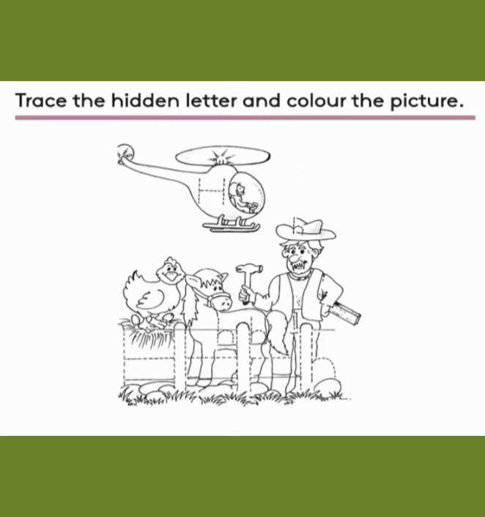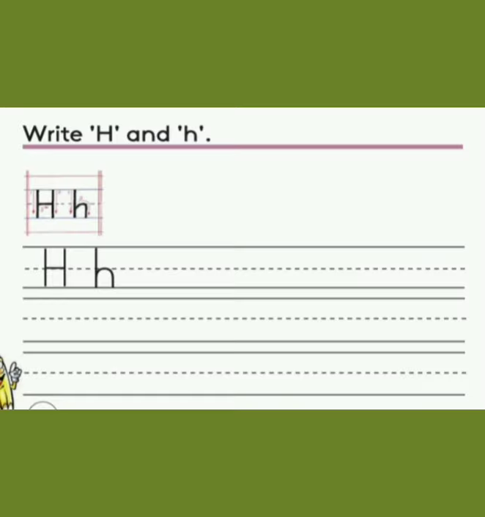Okay, so many new words starting with letter H. Okay, now you have to do the tracing part first. You have to trace out the letter H, capital H and simple H. Then you are going to color this entire picture very neatly. Okay, you have to do it very neat. So let us move on to the next exercise.